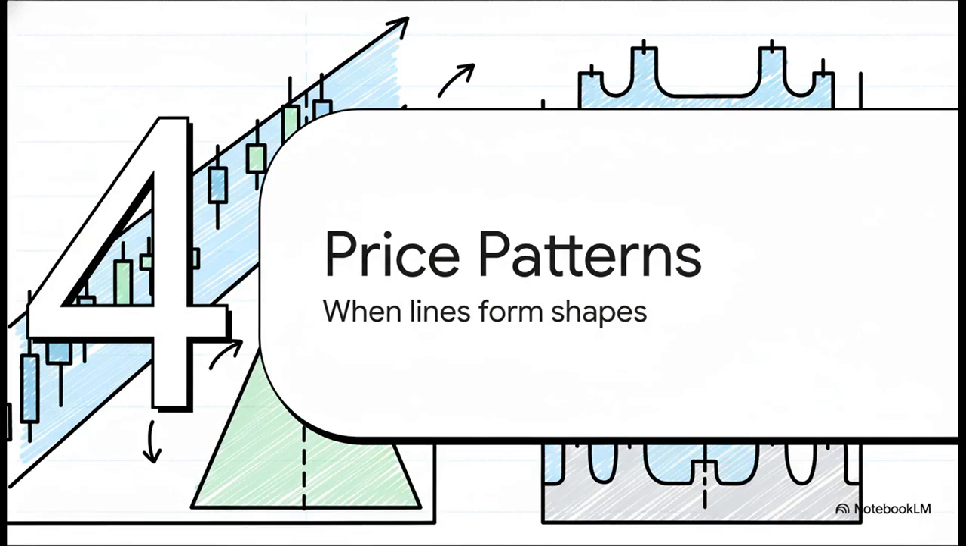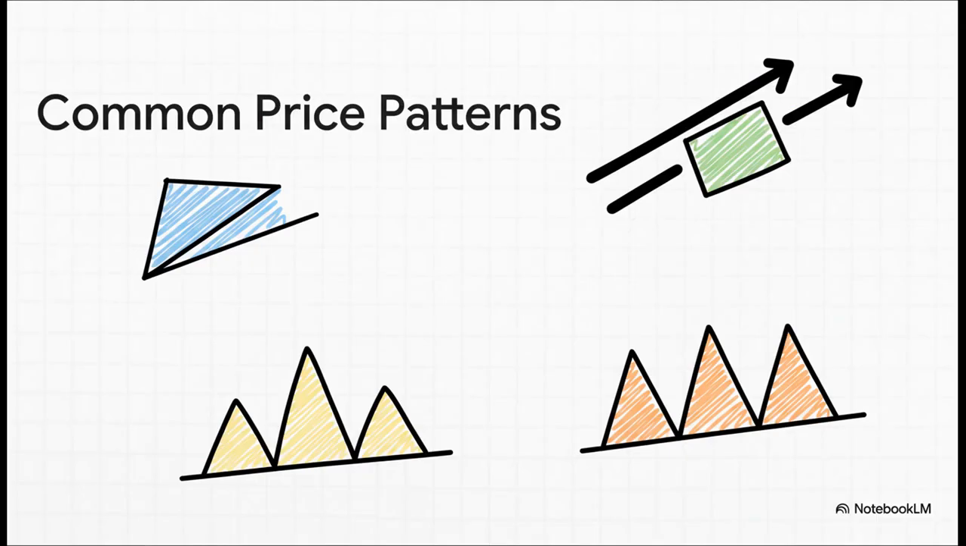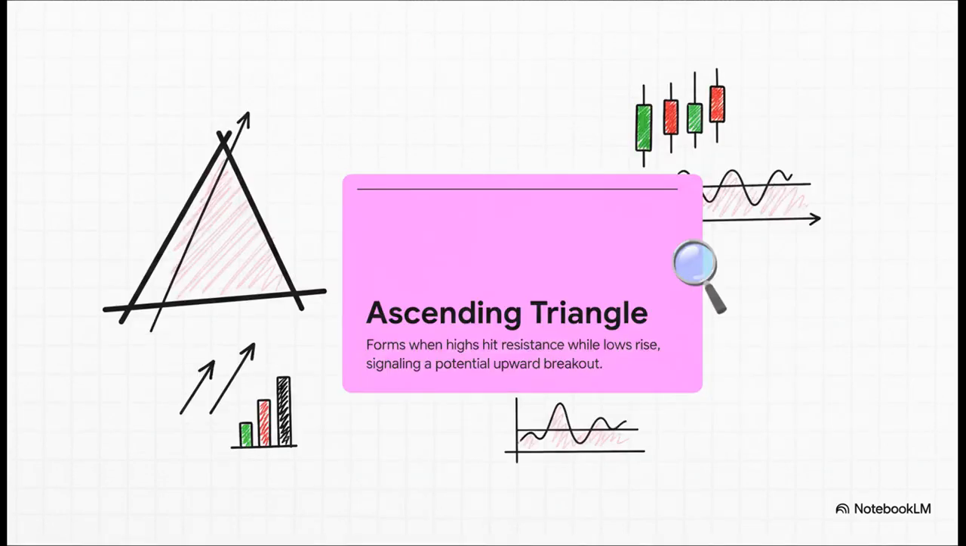Okay, let's keep building on this. When you start drawing lines to connect these floors and ceilings on a chart, something pretty cool happens. You start to see shapes forming. And these shapes, believe it or not, have names. We call them price patterns. And while there are a ton of them, some are pretty simple, like triangles and flags. And then you get the more, let's say, creative ones, like the famous head and shoulders or a triple top. Let's just take one to show you what I mean.